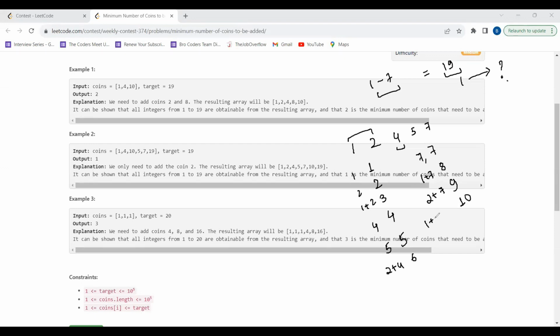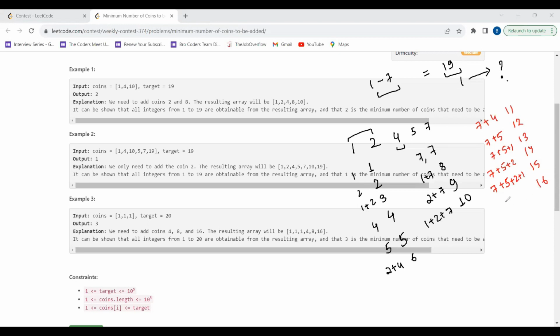Can we form the sum 10? Yes. Can we form the sum 11? Yes, 7 plus 4. Can we form the sum 12? Yes, 7 plus 5. Can we form the sum 13? 7 plus 5 plus 1. 14: 7 plus 5 plus 2. 15: 7 plus 4 plus 5 is 16, so 12 plus 2 plus 1.